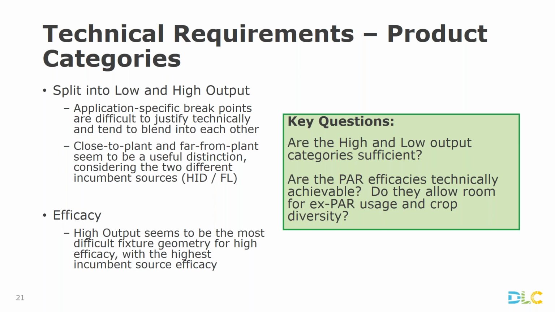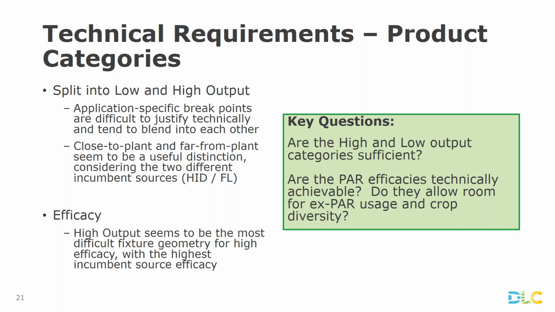Like I said before, we're trying to run a balance between technically achievable PAR efficacies, but also letting room for light recipes, XPAR usage, and crop diversity, and grower diversity, and economic diversity. The thing here that we had a lot of conversations about was the incumbent efficacies for high output were essentially HID or HPS, which had the highest incumbent efficacies of around 2.1 micromoles per joule. That generally with SSL is the most challenging kind of efficacy with that high power density and a low surface area product. The heat that you're managing is difficult.